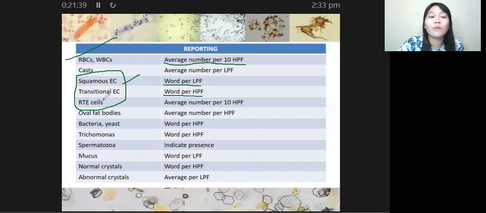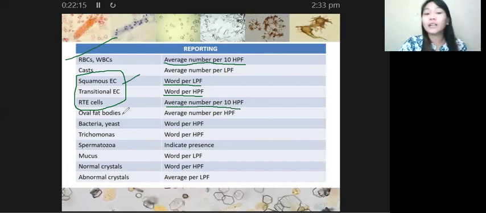Okay? And then lastly, we have your renal tubular epithelial cells. From the term itself, renal tubular. Okay? Saan sila galing? They are from the different renal tubules of your nephrons. So since kidneys na yung origin ng renal tubular epithelial cells natin, they are considered to be significant. Thus, if you are going to look at the manner of reporting of your renal tubular epithelial cells, average number po yan per HPF. Okay?